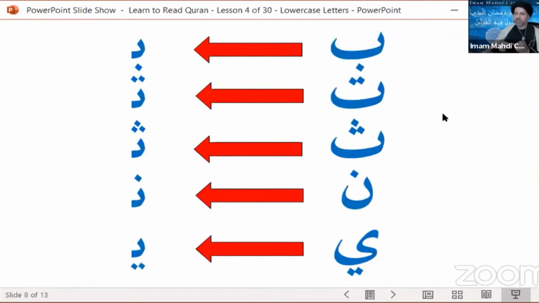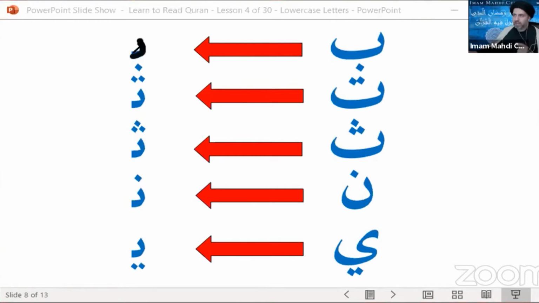Now, one of the things that we learned when we were going over the capital letters of the alphabet was that there are certain letters whose shape is exactly the same, and the only difference between them is in the dots, whether it has a dot underneath, 2 dots on top, 3 dots on top, and so on. When it comes to the lowercase letters, this is the same. So now we have these 5 letters, the Ba, Ta, Tha, Noon, and Ya. When they get changed to their lowercase forms, they have the same shape. It is just this very small curve that you see right here. This, we're going to outline it for you right here.